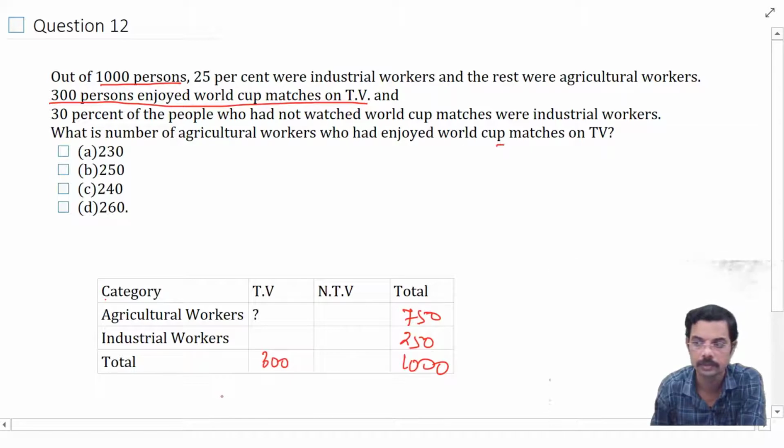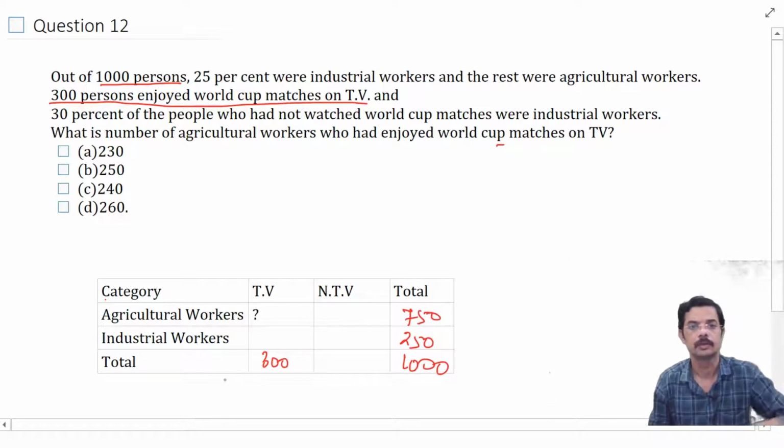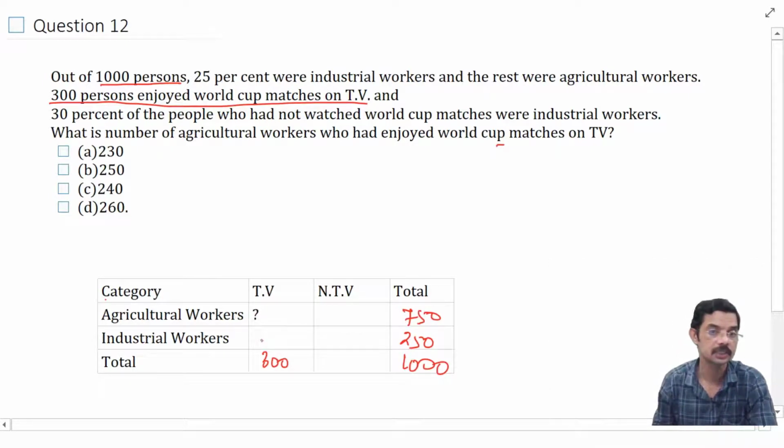Okay, total is 300. Now what? Now 30% of the people who had not watched the World Cup matches were industrial workers. 30% who did not watch. How many people did not watch? We need to subtract 300 from 1000. How much? It is 700, correct?